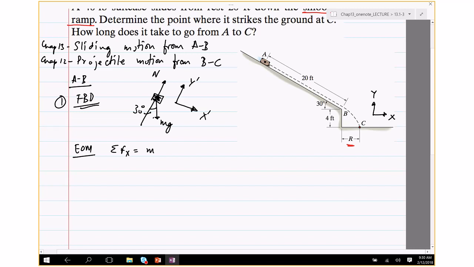Fx is mass times x. I'm going to call this x prime double dot, just to indicate that it is in the x prime direction. So net force in the x prime direction is mg sine 30 degrees equals mass times x double dot prime. Okay, so you can get rid of mass, get x double dot prime is g sine 30 degrees.